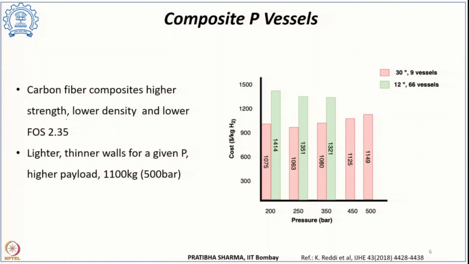And for carbon fiber, you can remember the factor of safety, 2.35. Strength is very high and density is lower, which means the weight will be lesser for storing the same amount of hydrogen. That's why carbon fiber composite is a very promising material for making hydrogen gas storage tanks or storage vessels.